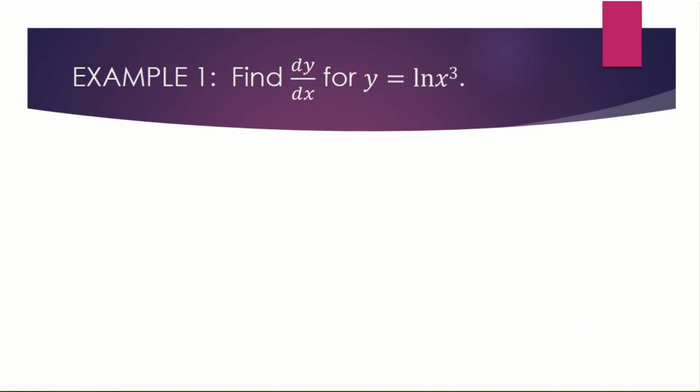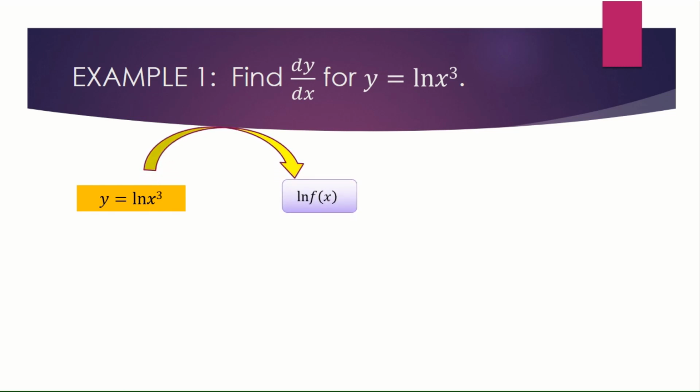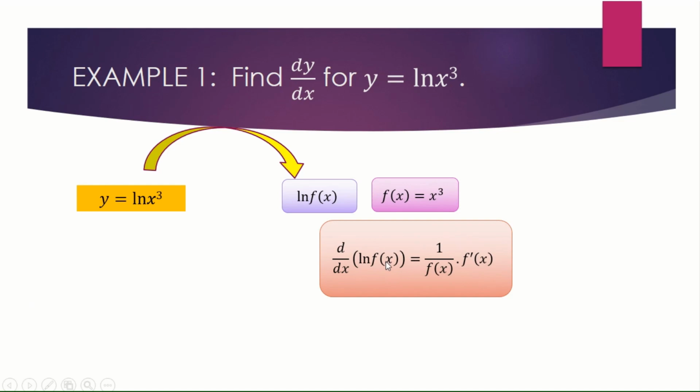Now we look at the first example. We want to find dy/dx for y equals ln x to the power of 3. Here, ln x cubed is in the family of ln f(x), where f(x) is equal to x cubed. If we want to differentiate ln f(x), as we have discussed in the previous slide, it is equal to 1 over f(x) times f prime x. So we need to find f prime x. The f prime x is 3x squared, when we differentiate x cubed.